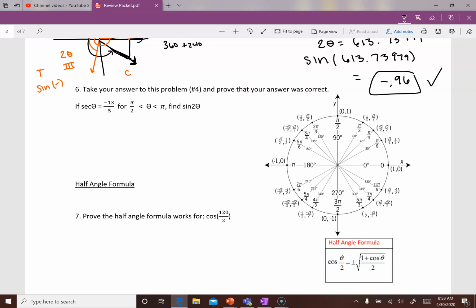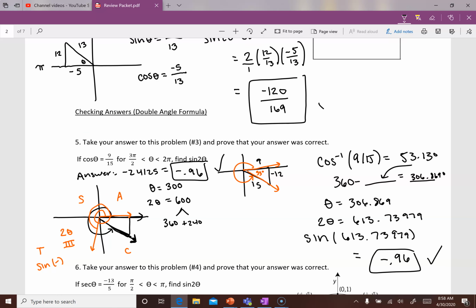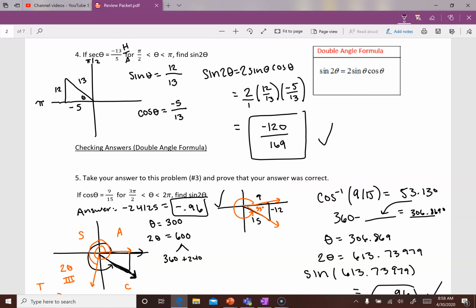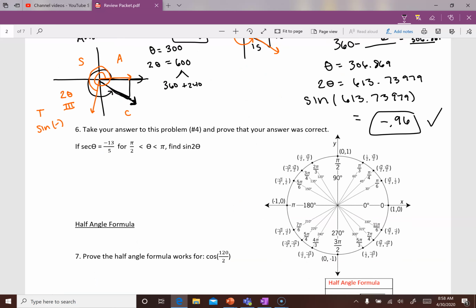Take your answer to problem number 4 and prove that your answer was correct. Well, for number 4, this was my answer. And just a reminder, this is what my triangle looked like right here. So I'm going to write that my answer is negative 120 over 169, which is equal to a negative 0.71. And just a reminder, my triangle was right here, and it was a 12, negative 5, and a 13.